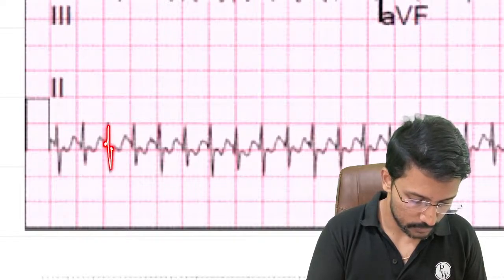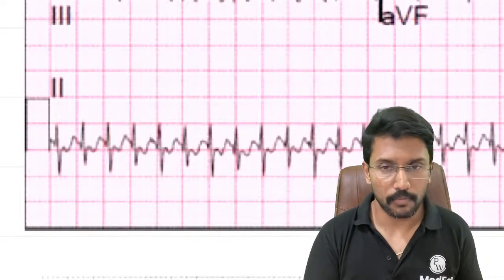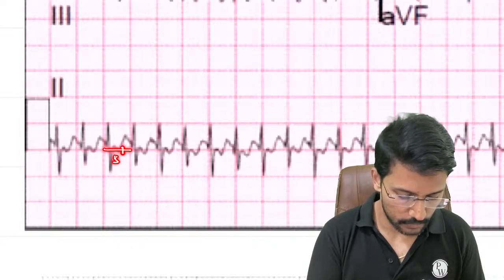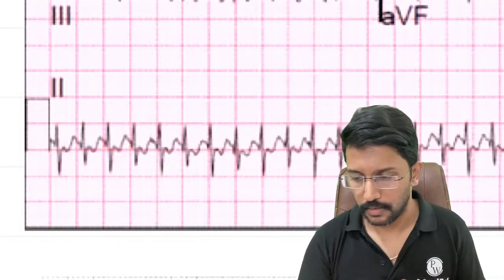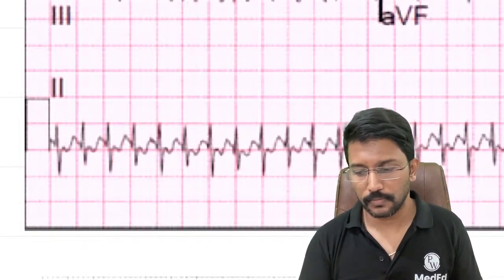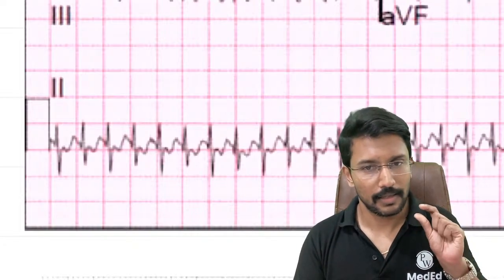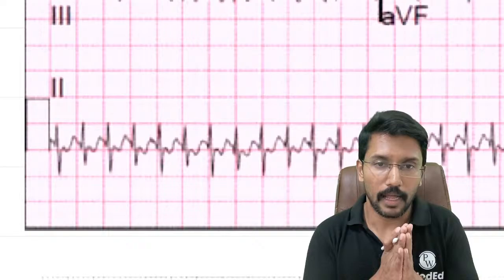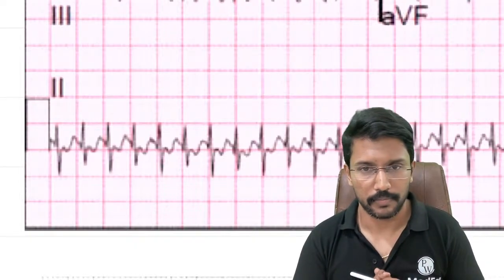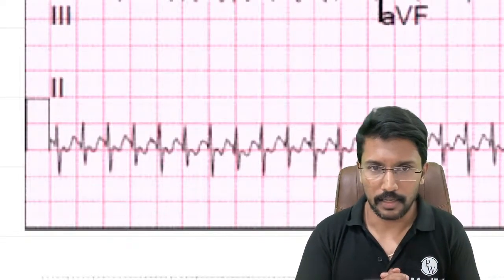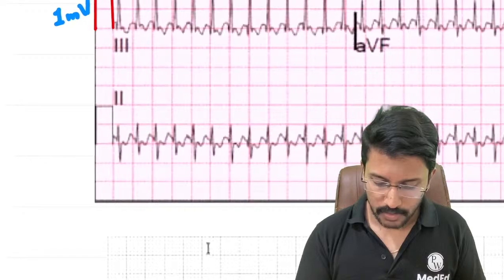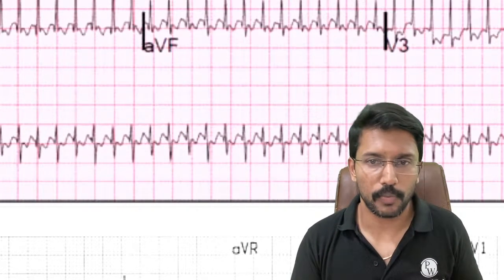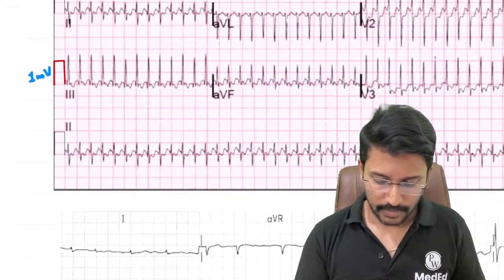This is my QRS. Is it occupying more than 3 small squares or less than 3 small squares? This is 5 small squares, and this is where roughly it will be 3. This is less than 3 small squares, right? So clearly it is a narrow complex tachyarrhythmia, with absent P waves.